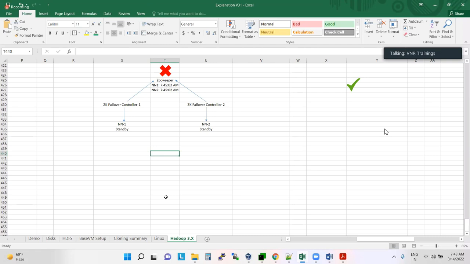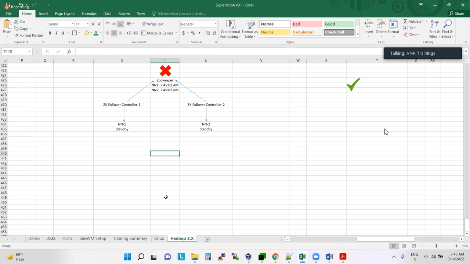You have only one Zookeeper, right? So due to some issue, that one Zookeeper service is down. That one Zookeeper is not running. Now the question is, both the name nodes are standby. Who will make a name node active? Admin, unless we have an available Zookeeper.